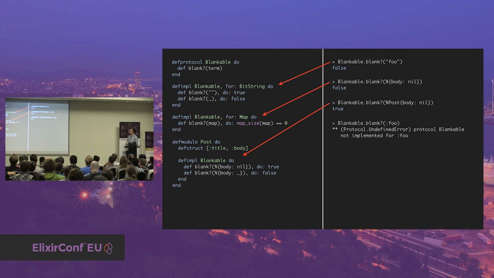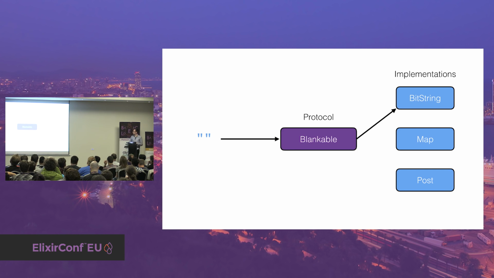And we can also call that for our Post struct, and that will call the implementation down here. And so we get different implementations that get called based on the data type that we pass it. And if we pass something that we have not defined an implementation for, we'll get an error. So in this case, we're passing the atom foo, and we'll get the error, protocol Blankable is not implemented for the atom foo.